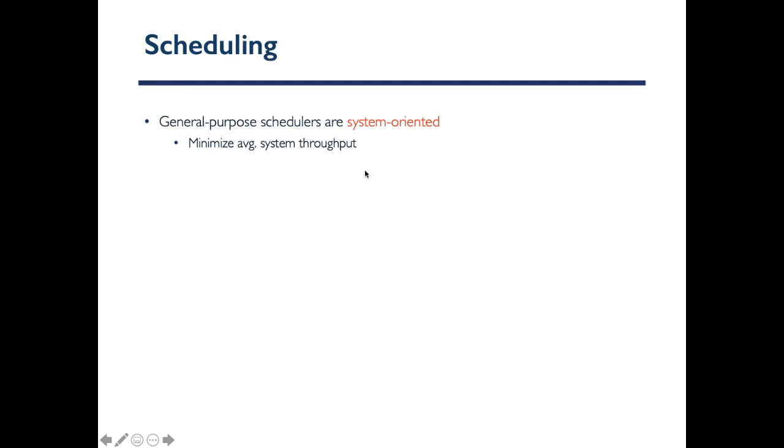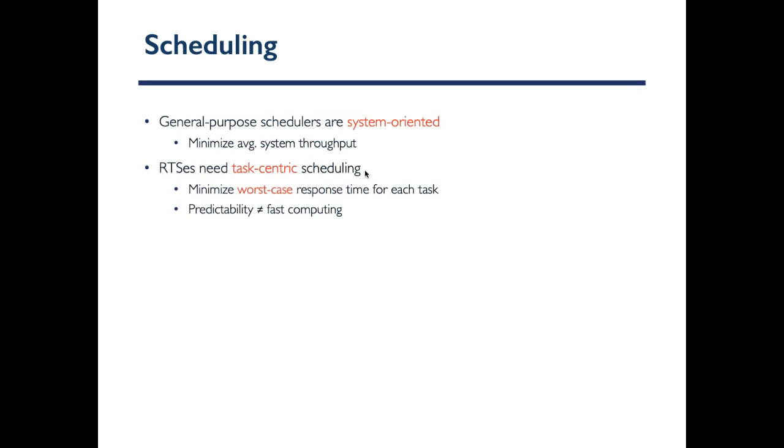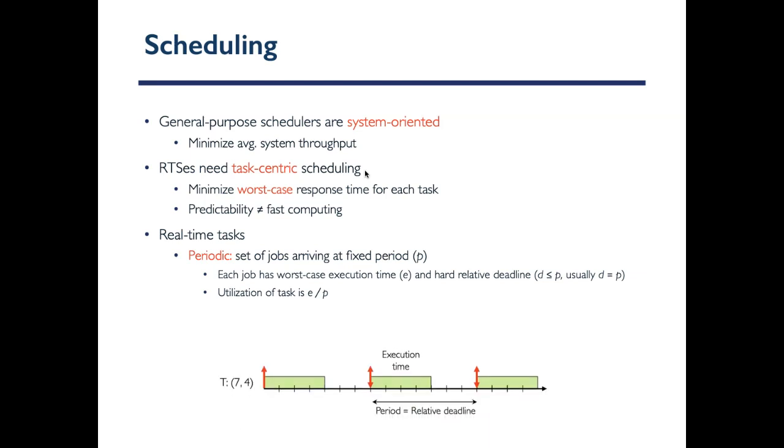So, as I alluded at the beginning, for general purpose schedulers, the goal is to minimize some sort of average system throughput. But for real-time systems, we're more interested in tasks and each individual task. So we're talking about now minimizing a worst case response time for each task. And as I mentioned, predictability is not equal to fast computing.